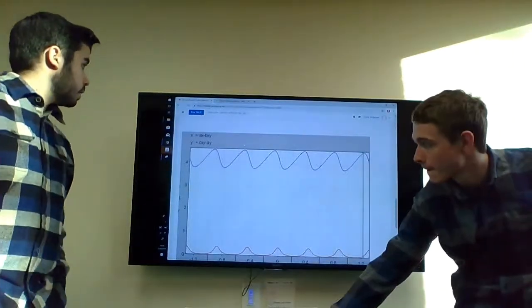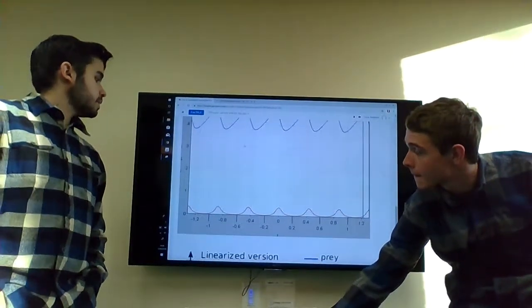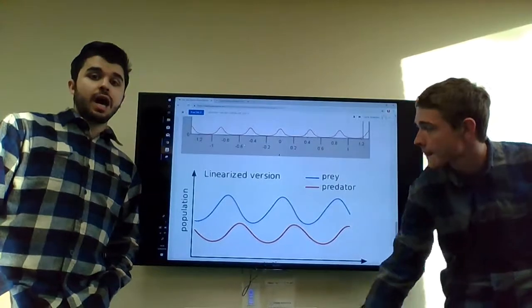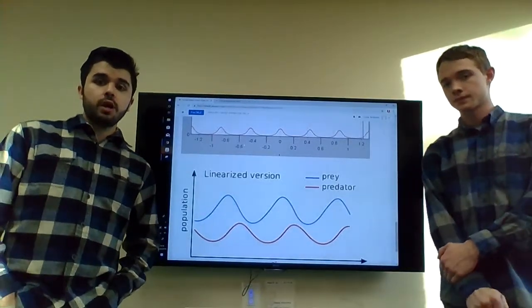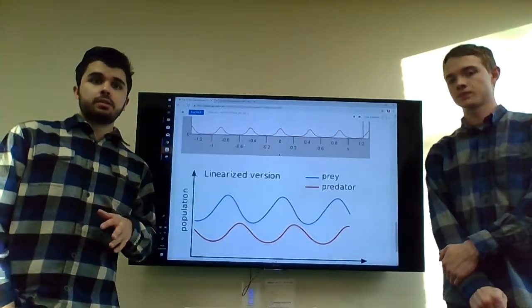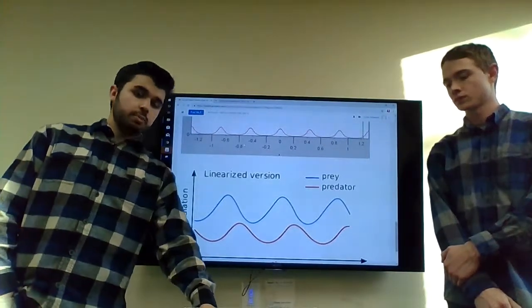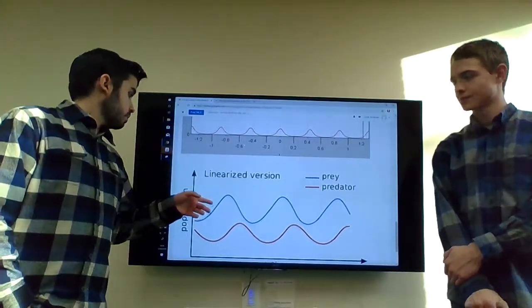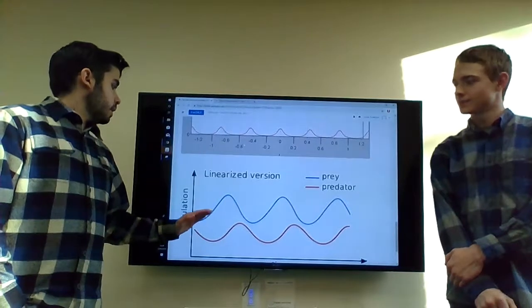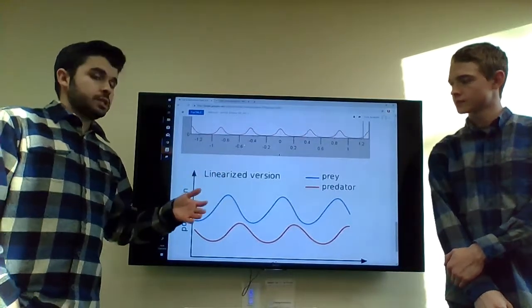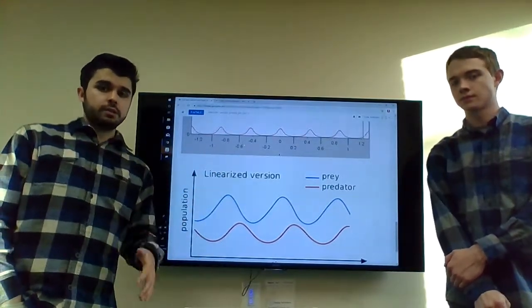Yeah. So the model states that the 4 parameters a, b, c, and d are the high and low population points for the foxes and the rabbits. So as you can see here, the blue line being prey and the red line being predator. The blue line is much higher, which makes sense because there tends to be a lot more rabbits than there are foxes.